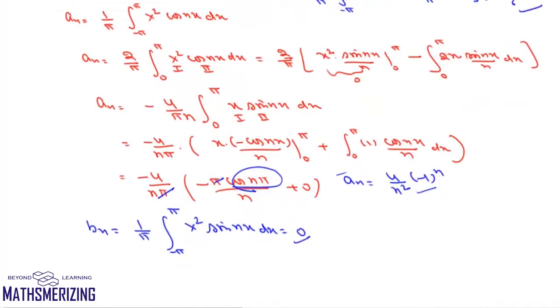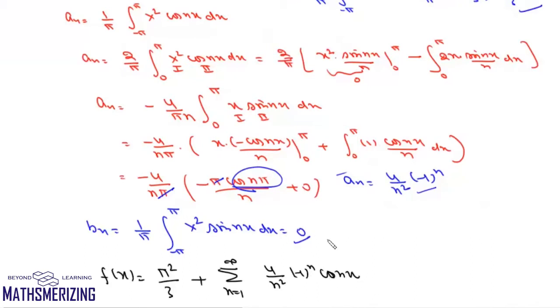and value of bn is 0. So we can write Fourier series for this function as a naught by 2, so it will be pi square upon 3 plus this summation n varies from 1 to infinite an, which is 4 upon n square minus 1 to the power n cos nx, and then plus bn, which is 0. So that is the Fourier series for this given function.